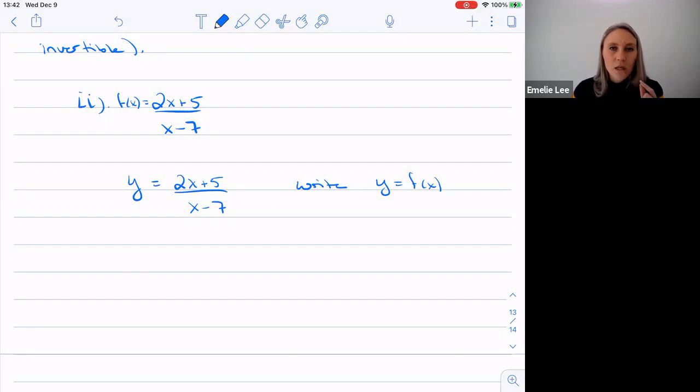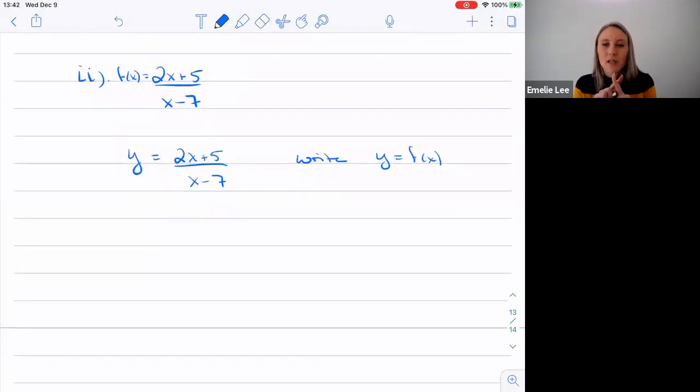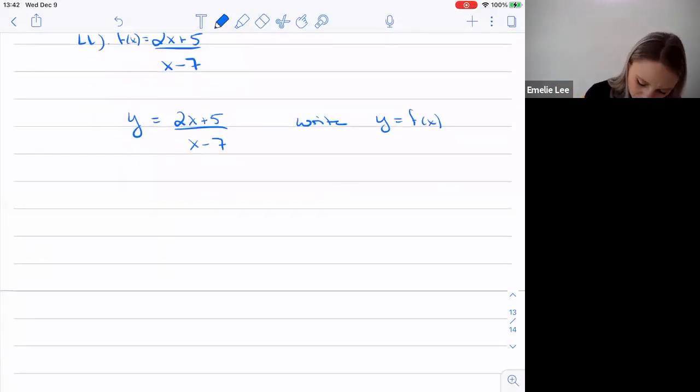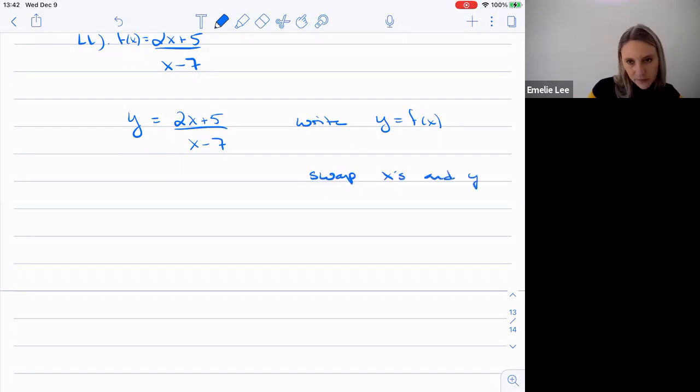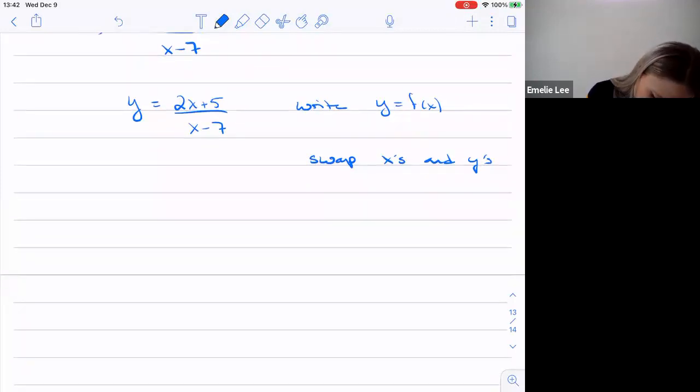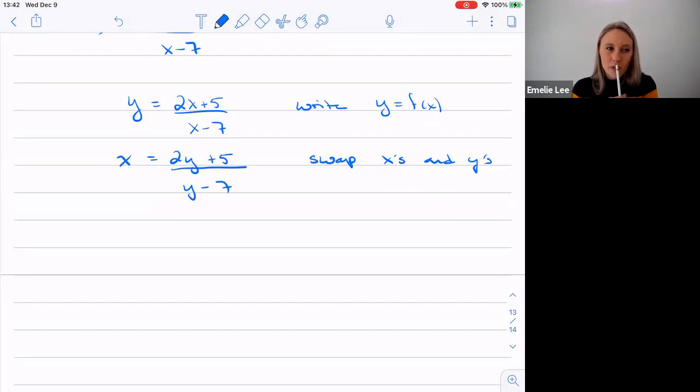The next step is you're going to swap your x's and y's. And this is the order that I prefer. Some people get you to solve for x. You're going to end up at the same place. So if you use the other order, that's totally fine. But I'm going to swap x's and y's. There's only one y, but making multiples. So what I get is x is 2y plus 5 over y minus 7. Okay. So now I'm going to solve for y.